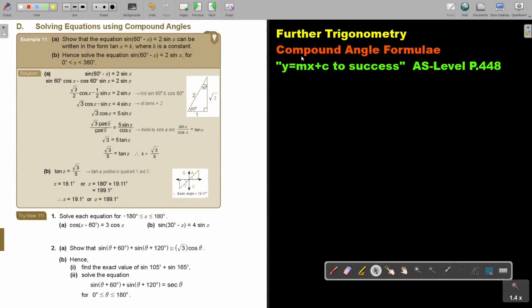In this video, we are going to continue with the compound angle formulas. You will find this on page 448 in the Namibian AS-Level Mathematics textbook, y equals mx plus c to success. Now, we are going to solve equations using compound angles.